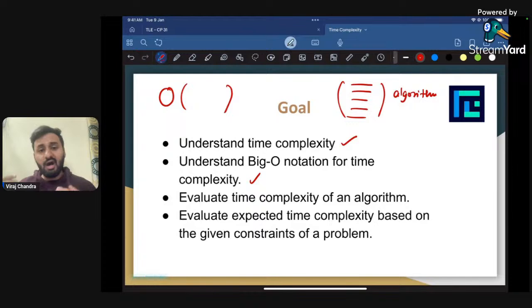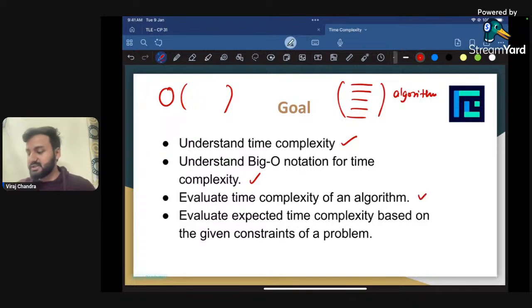This is going to be the second goal: how do we understand big O and other notations? Then our third goal is how do we evaluate the time complexity of an algorithm? So we are going to have fun quizzes. You guys will be open to the chats, respond and tell me what answers you feel are right. I'll be popping up some quizzes, and we'll be evaluating time complexities by looking at algorithms.